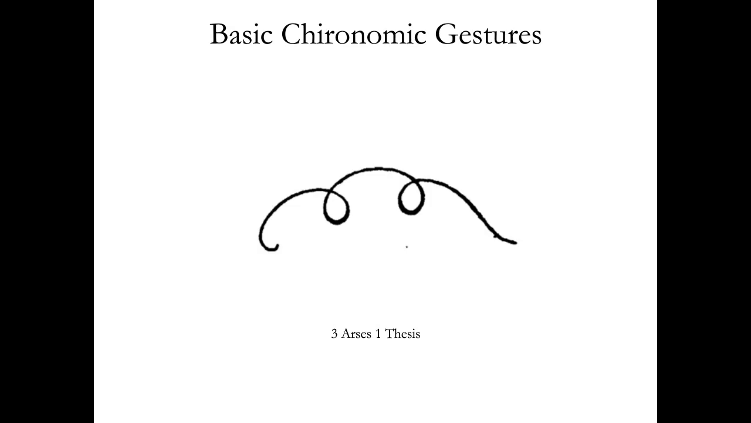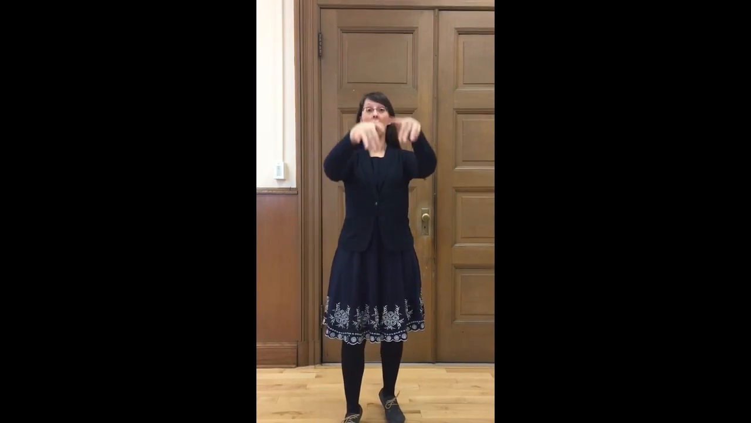Here's the next combination, three arses and one thesis. This next combination uses the maximum number of arses, three arses followed by one thesis. Let's do each for a count of two with a two-beat breath at the beginning. One, two, one, two, one, two, one, two. Arsis, arsis, arsis, thesis. Arsis, arsis, arsis, thesis, rest.